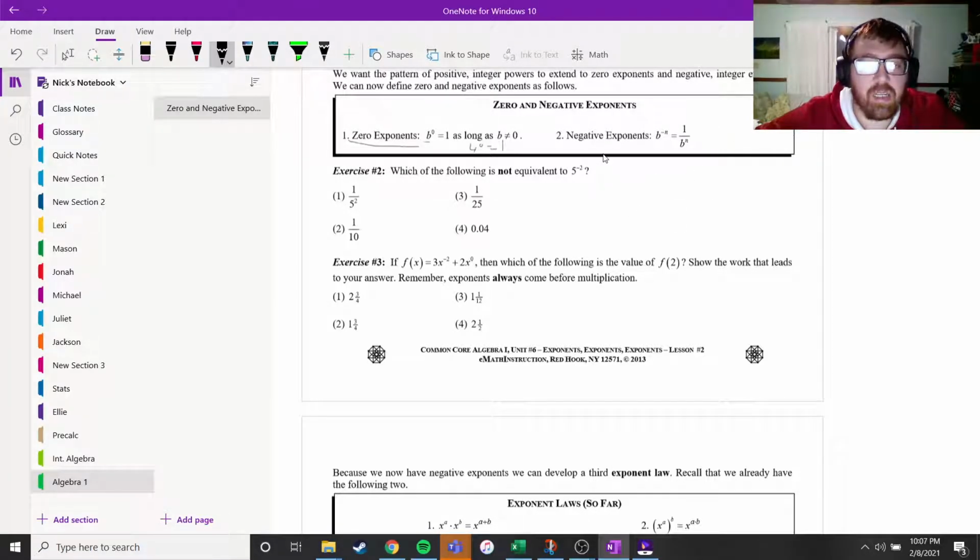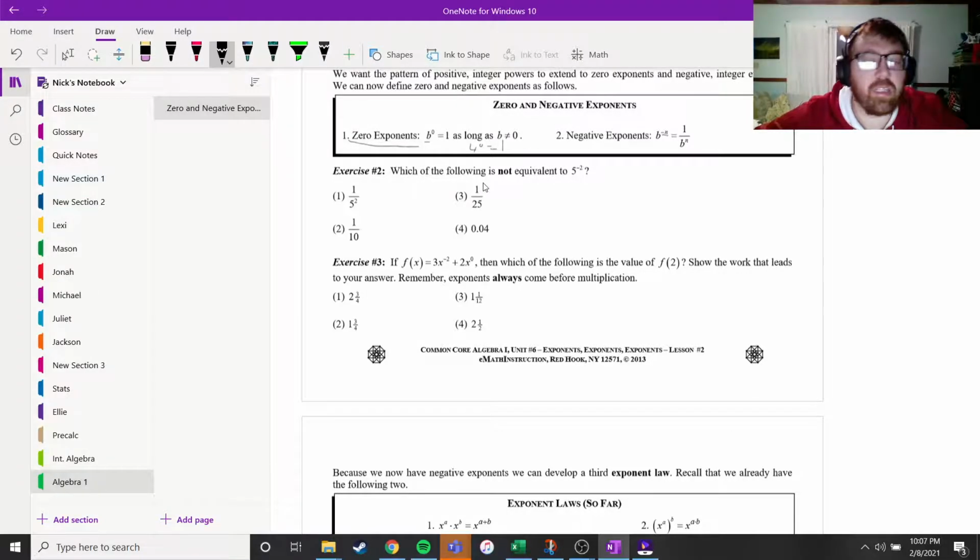What else? Negative exponents. So if you had b to the negative nth power, that's going to equal 1 over b to the n. So when you have this negative, you're going to take the reciprocal of it, right? So you're going to flip it over itself.